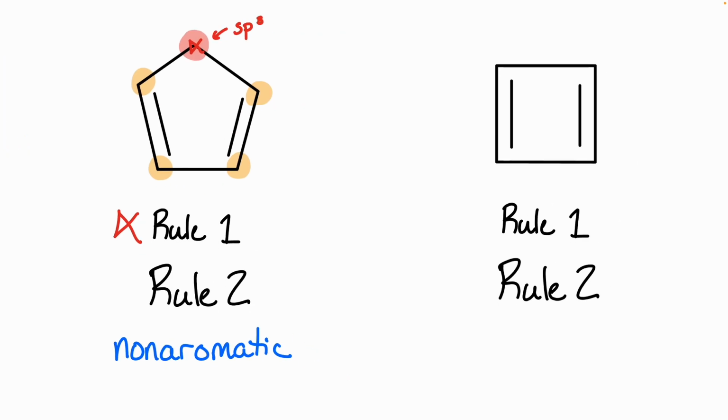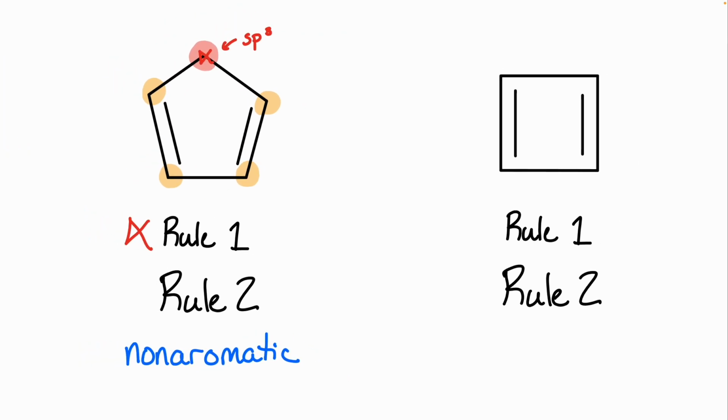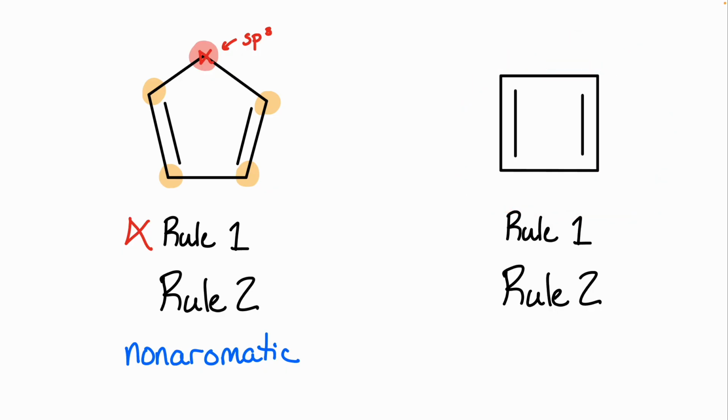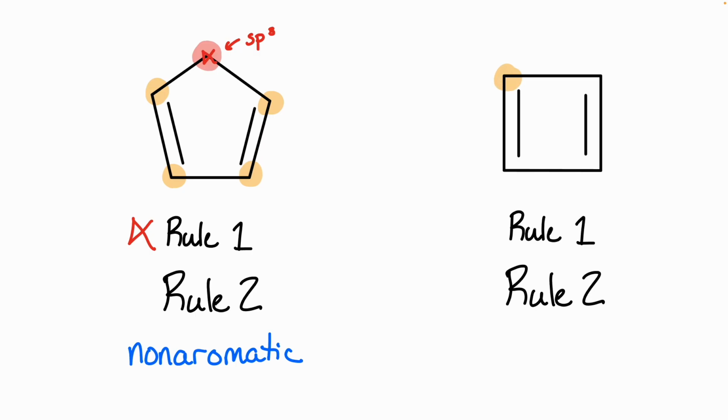And then lastly, our cyclobutadiene here. Do we have a fully conjugated ring? Yeah. So this carbon about my double bonds is sp2 hybridized. These carbons about that double bond are sp2 hybridized. So indeed, this entire ring is sp2 hybridized. So we've got our fully conjugated ring.